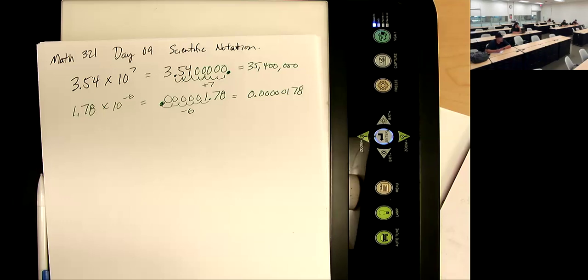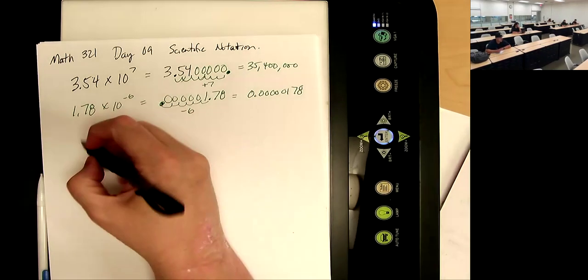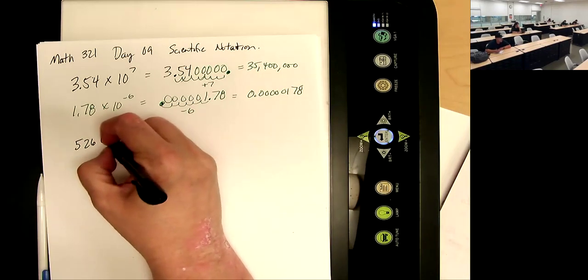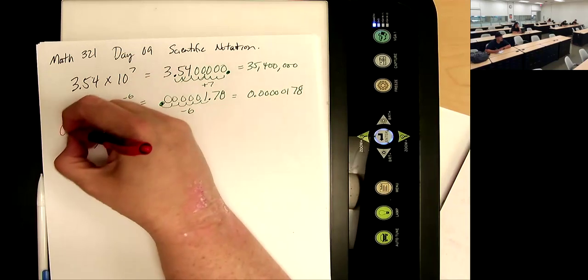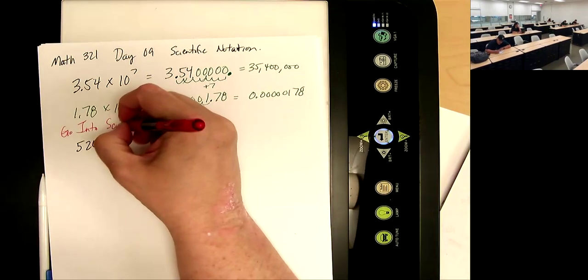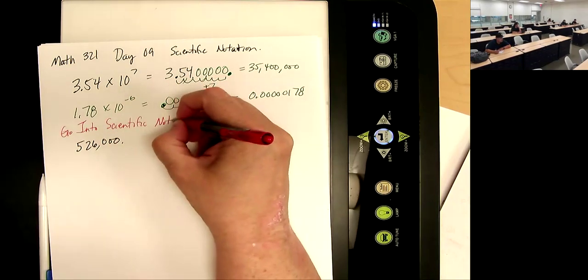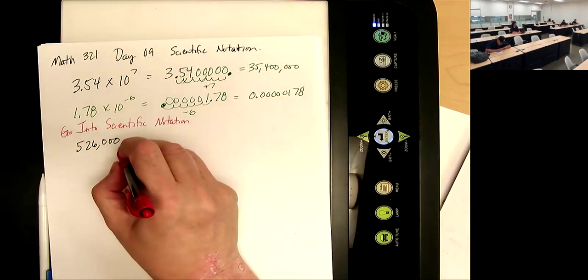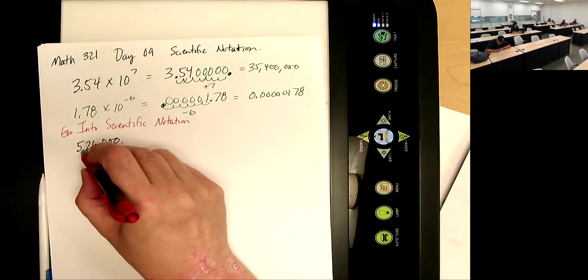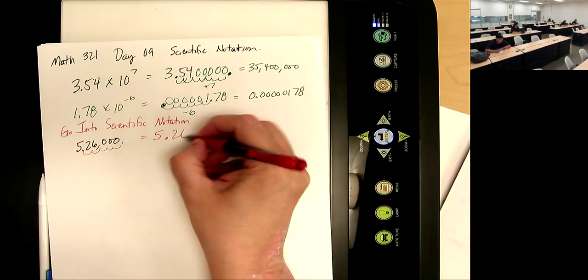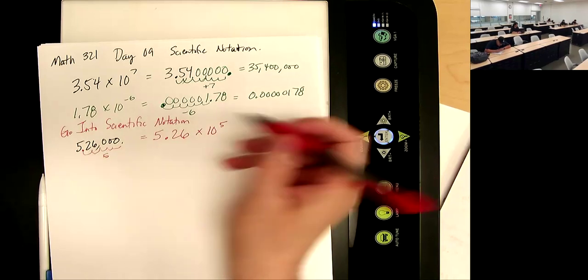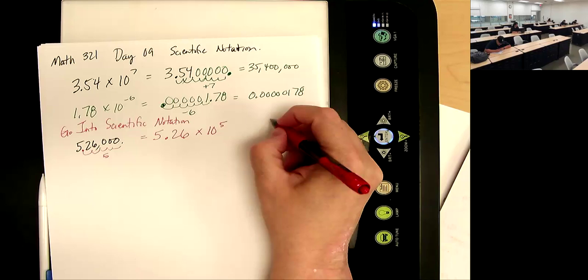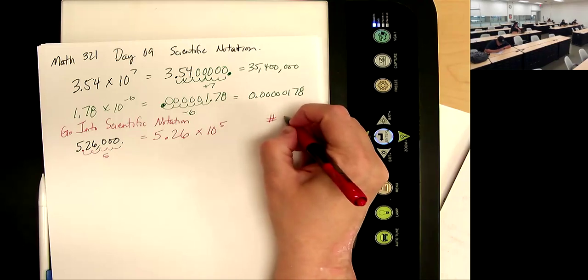If we want to go into scientific notation from outside of it, we kind of do the opposite. Let's say we have 526,000. And so we want to go into scientific notation. We count how many times we had to move it. And if the number is bigger than one, you're going to have a positive exponent. So that was five steps. Your number starts off as greater than one.